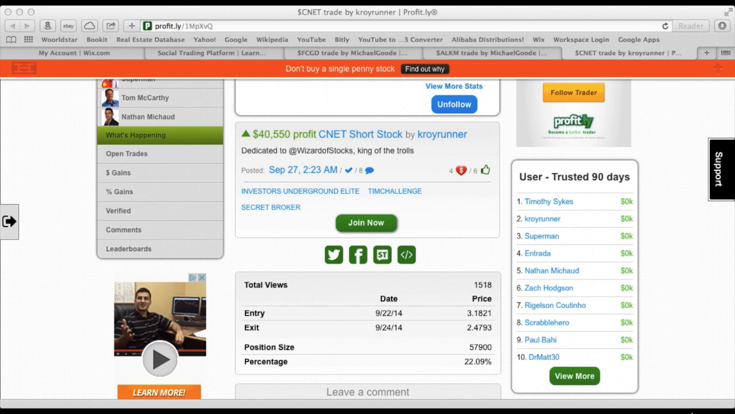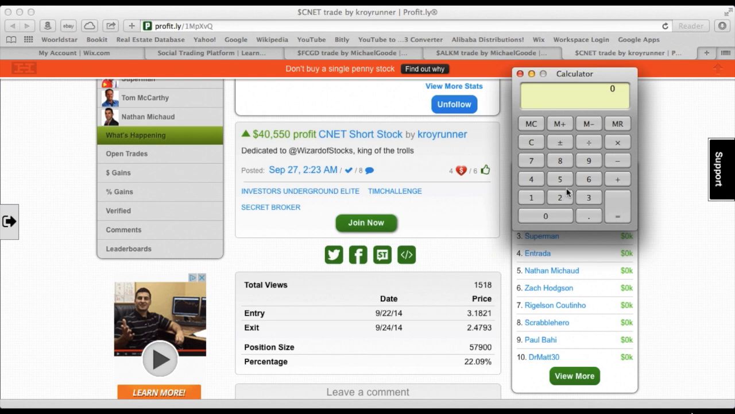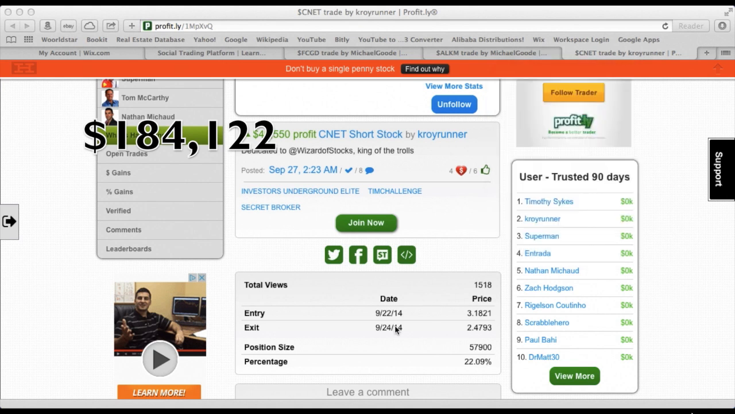So let's do the math on that. So we take 57,900 shares or stocks, whatever you want to call them, times, we'll just round and say 318. So that's $184,122 that he got. As soon as he got those shares fronted to him, he got $184,122.